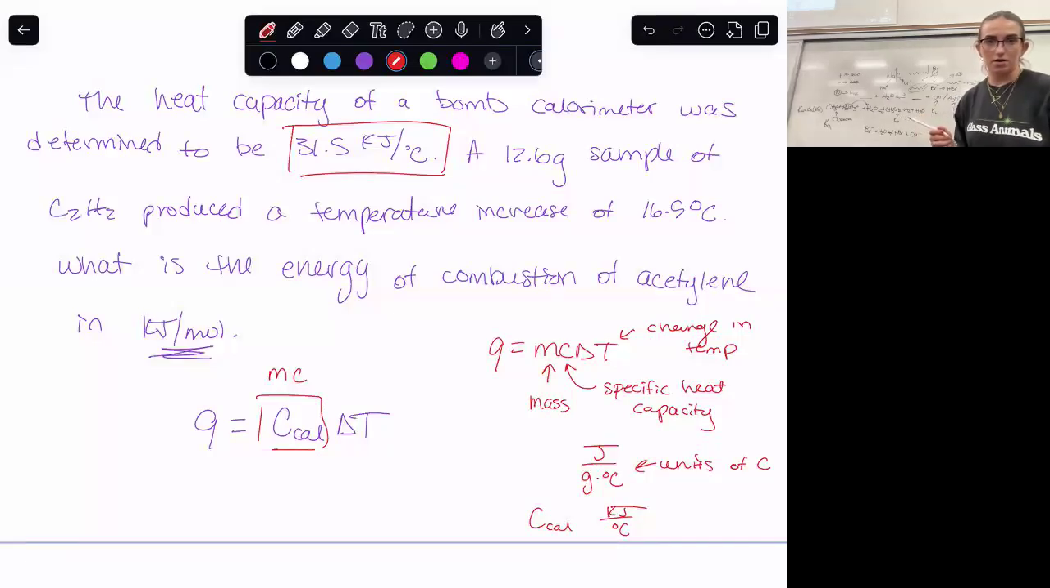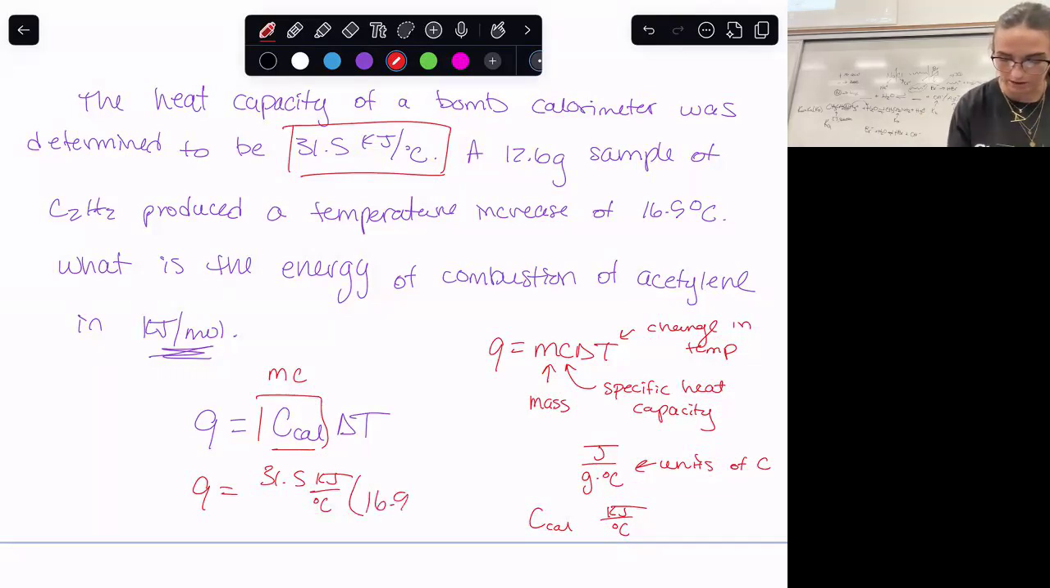Okay. So then we could say that Q was equal to 31.5 kilojoules per degree Celsius times delta T. In this case, it was 16.9 degrees Celsius.